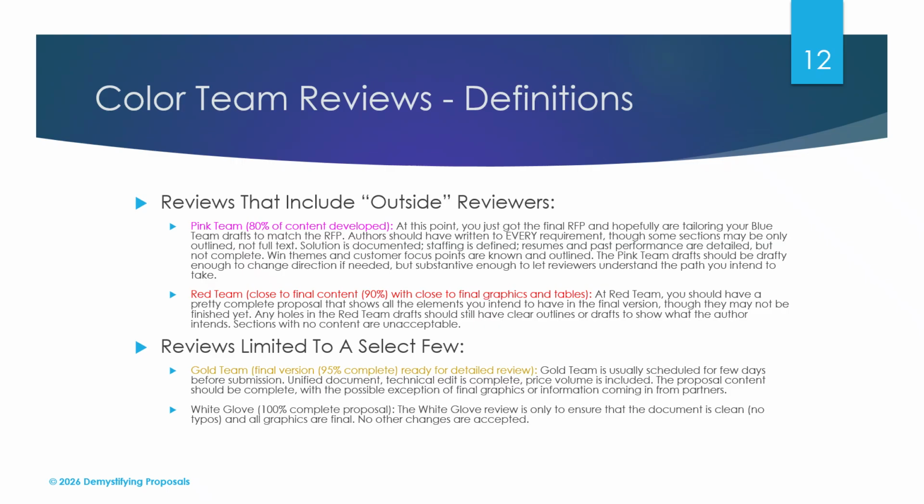Red Team usually includes about 90% content and close to final graphics and tables. At Red Team, you should have a pretty complete proposal that shows all of the elements you intend to have in your proposal in the final version, though some may not be entirely finished, 90%. Any holes in the Red Team drafts should still have clear outlines so that the author shows what they intend to do for the reviewers. Sections with no content are unacceptable at Red Team.